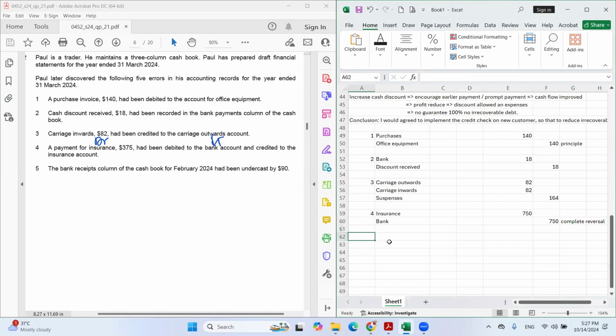Now the number 5, the bank receipt column of the cash book for February has been undercast by 90. So it means that cash book, bank means bank account. Undercast means short. This is a one-side error. So you have to debit the bank, credit suspense. So we debit bank because bank is short, and then credit suspense because this is a one-side error. So the amount is 90. Okay. Now next, let's see what other question.